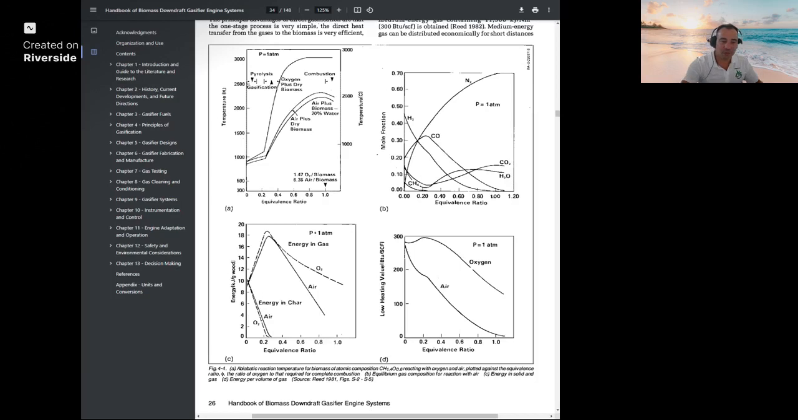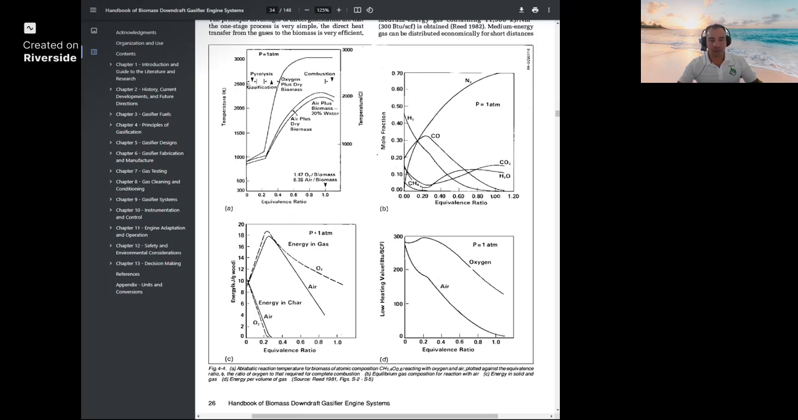I wanted to go over specifically figure 4.4 and get it explained a little bit more clearly. So, as you can see, for your figure 4.4, this chart basically depicts the theoretical performance of a biomass gasifier under various conditions. It's not based on real world data, but rather model predictions based on chemical equilibrium of the gasification reactions.